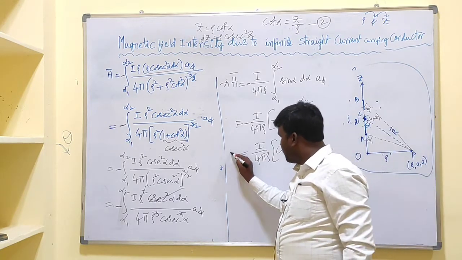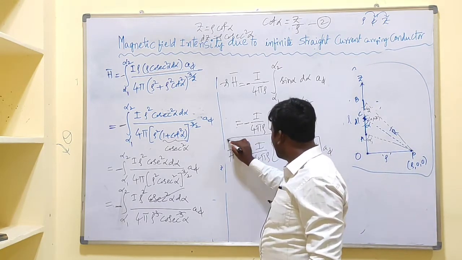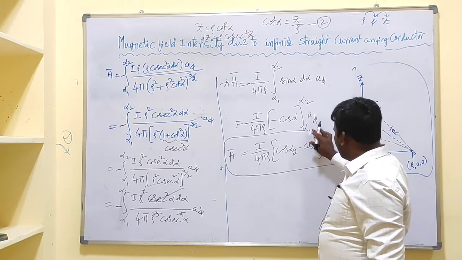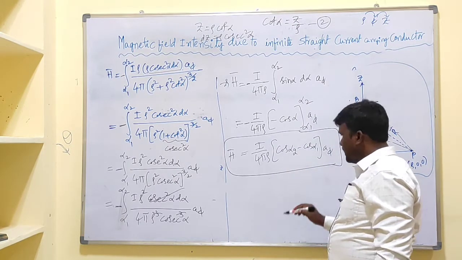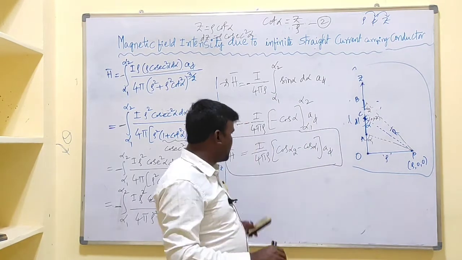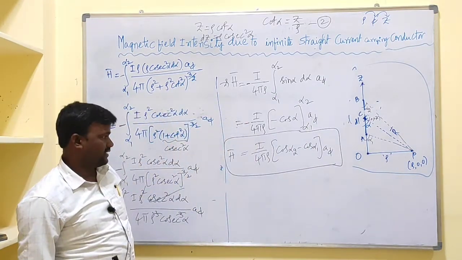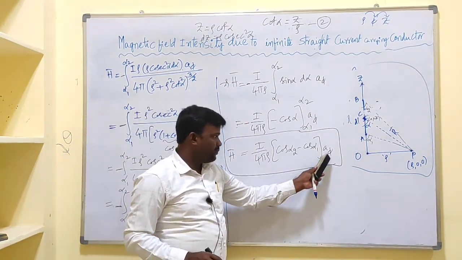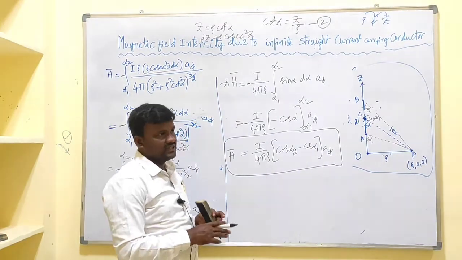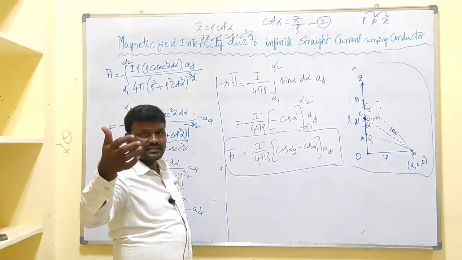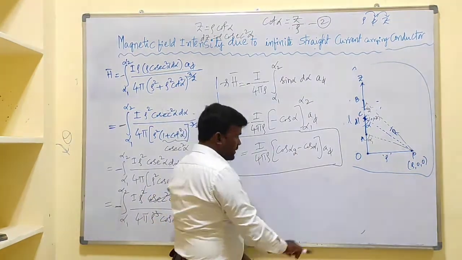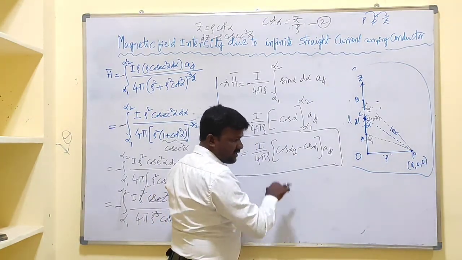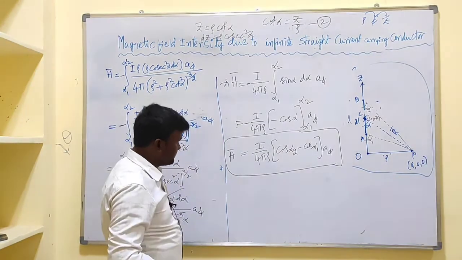So this is the magnetic field intensity due to a straight current carrying conductor. Here a phi indicates the direction of the magnetic field intensity. The direction of H represents that the magnetic field lines are concentric circles.